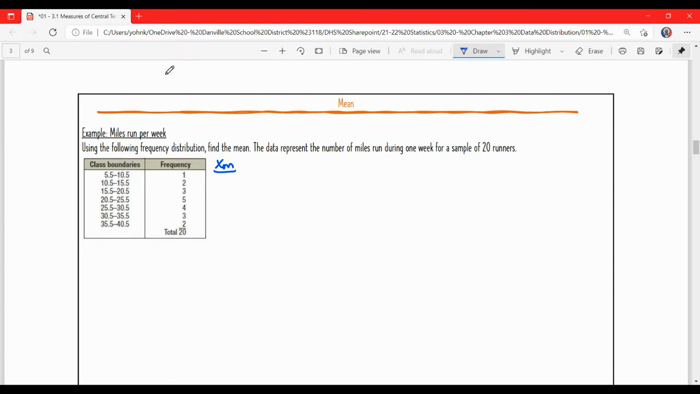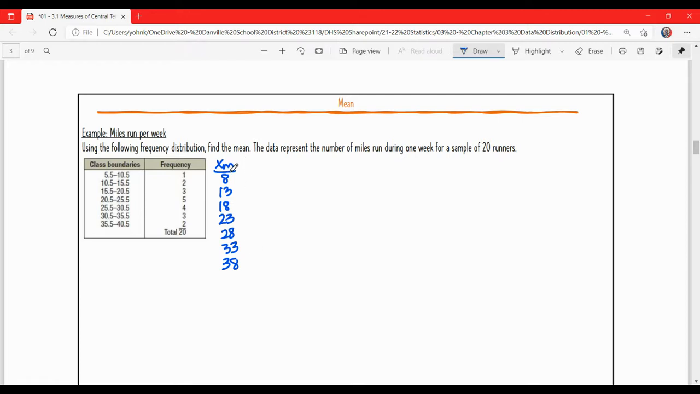And so what we're going to do is find the midpoint of the first class. If we add 5.5 and 10.5 together, that's 16. Divide by 2, I get a midpoint of 8. And then if I find the midpoint of the next class, I get 13. The next midpoint is going to be 18, and then 23, 28, 33, 38. So that's step 1.